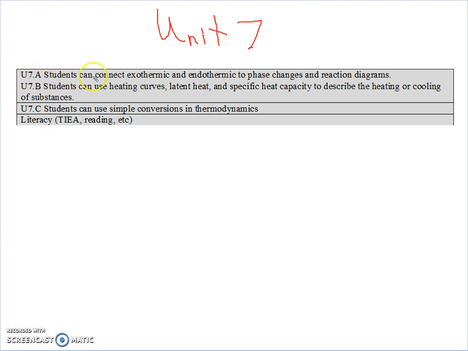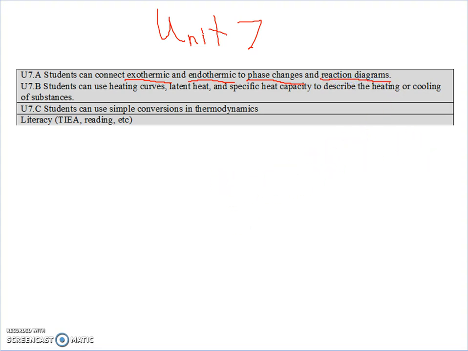First one, 7A: students can connect exothermic and endothermic to phase changes in reaction diagrams. So things that are popping out there are exothermic, endothermic, you've got to know what that is. You've got to know your phase changes. And you've got to know how to draw and understand reaction diagrams.